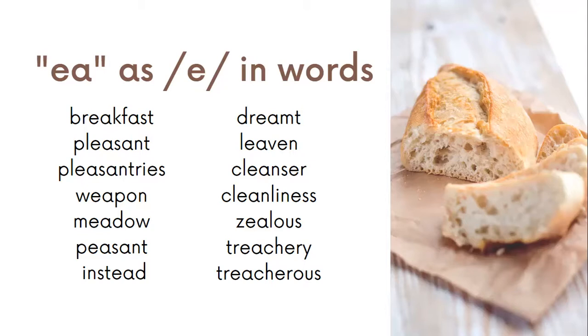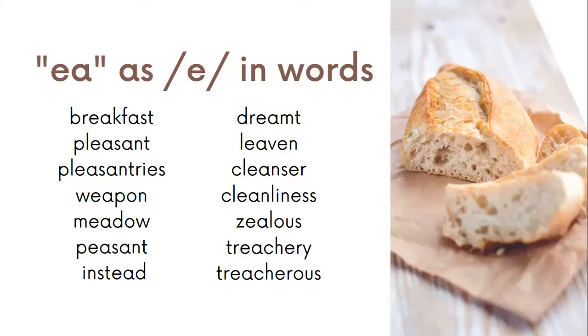If you've listened or watched the first part of this course, you'd know that the A in fast here is reduced to the schwa sound. So you have breakfast. And then the next word is pleasant, not pleasant. You can say, I am pleased to meet you. But here it is pleasant. It takes the eh sound.